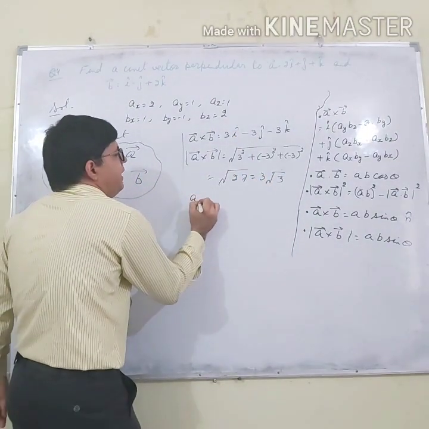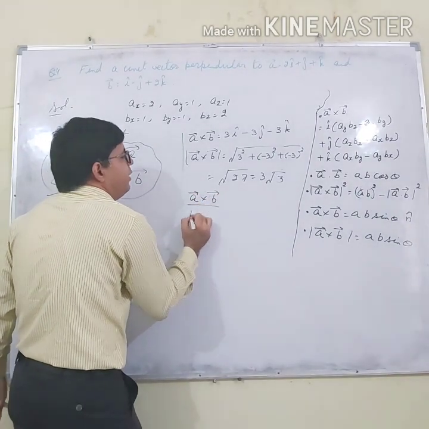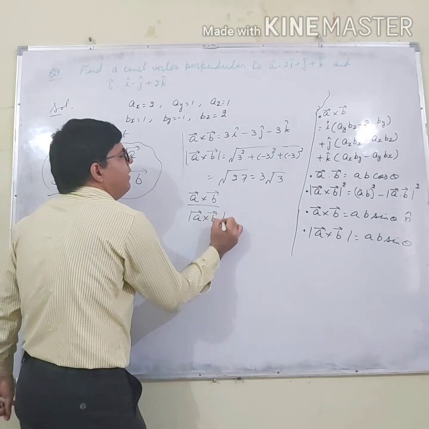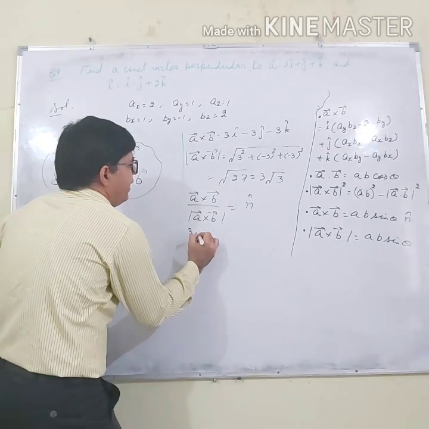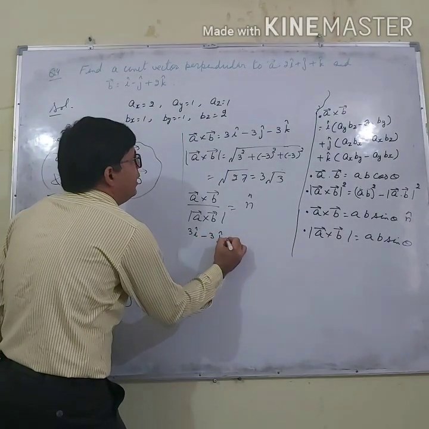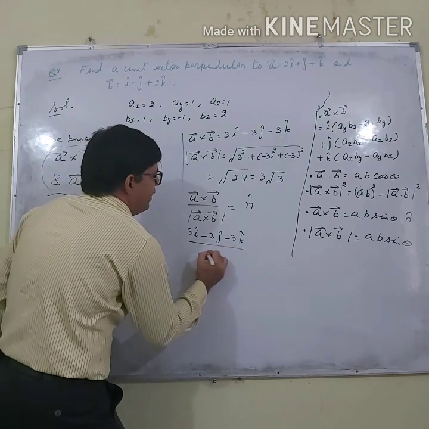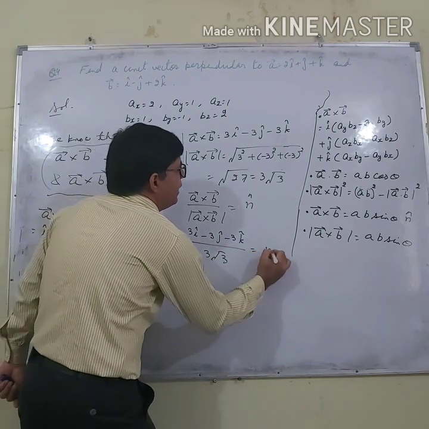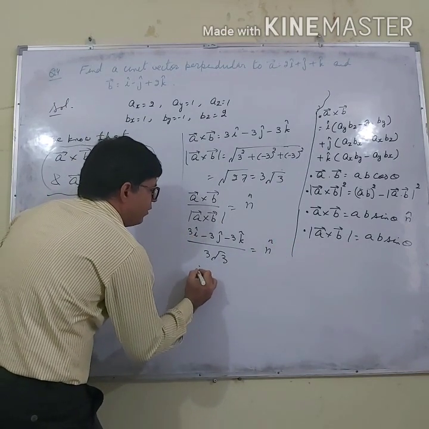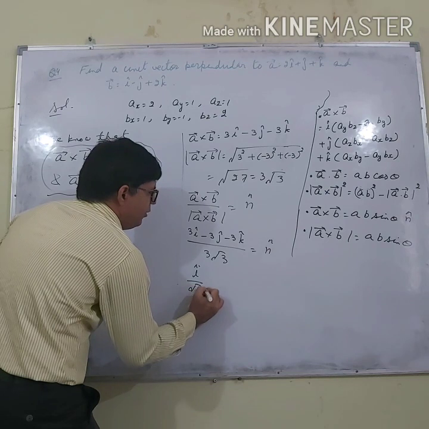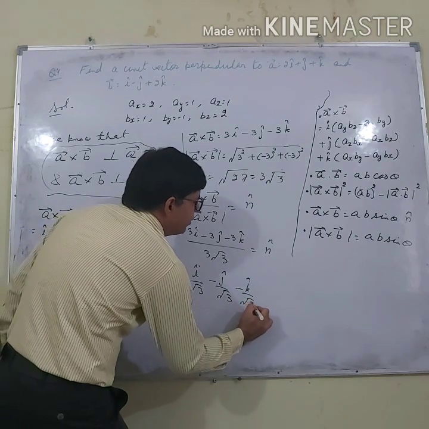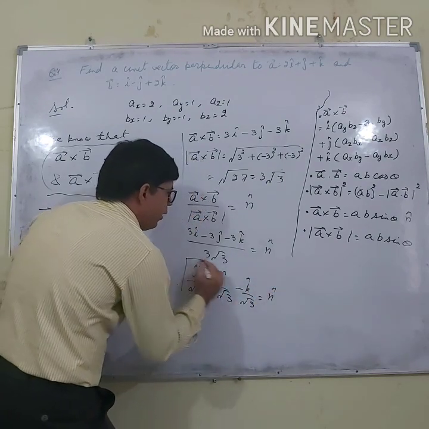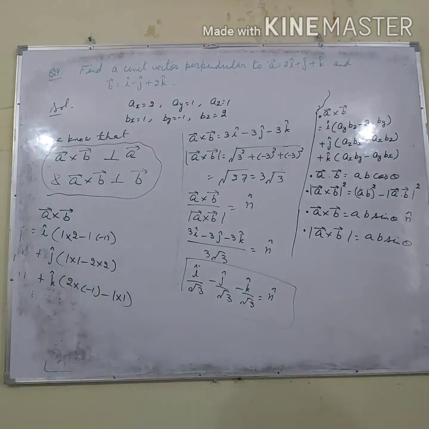Now if I say A cross B vector is divided by its magnitude, what will I get? Unit vector. So do this: 3 I cap minus 3 J cap minus 3 K cap by 3 root 3. What do I get? N cap. If you solve this, it will be I cap under root 3 minus J cap under root 3 minus K cap under root 3. So this is a unit vector which is perpendicular to both A and B. Very simple question.